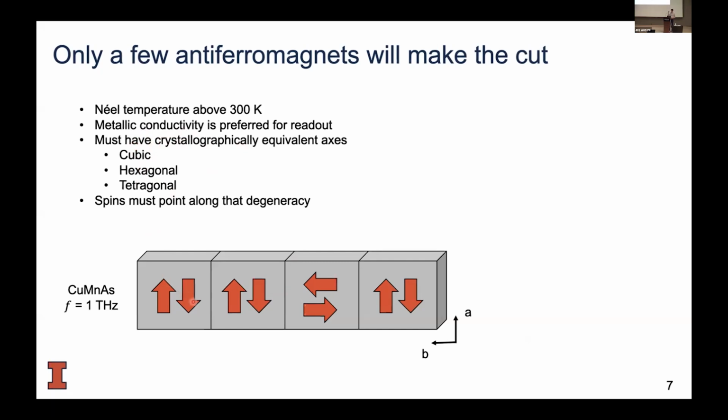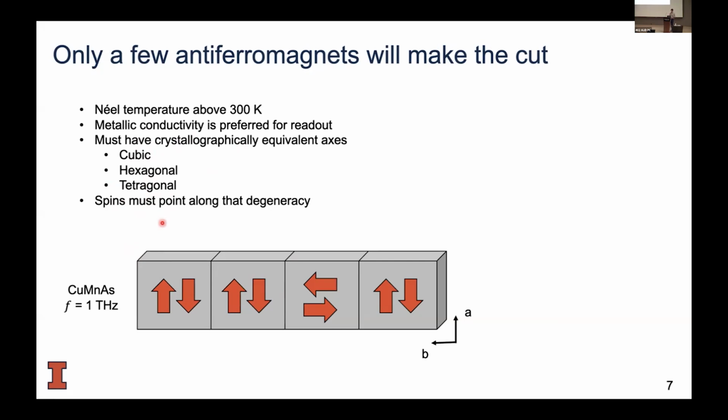If I want to switch this thing 90 degrees, it has to be cubic, or I could switch it 60 degrees and have it be hexagonal, or I could be tetragonal, but that's it. Anything with lower symmetry than that, I don't have a 90 or a 60 degree symmetry that I can switch. And another thing that nature almost always works against you in is that the spins have to point along that degenerate axis. If it's tetragonal, the spins go along the c-axis, doesn't work. I can't flip it 90 degrees.